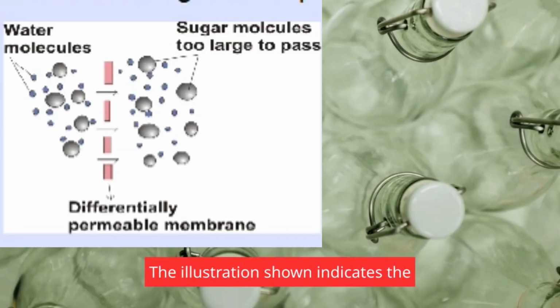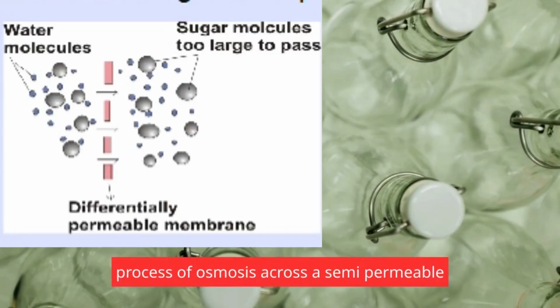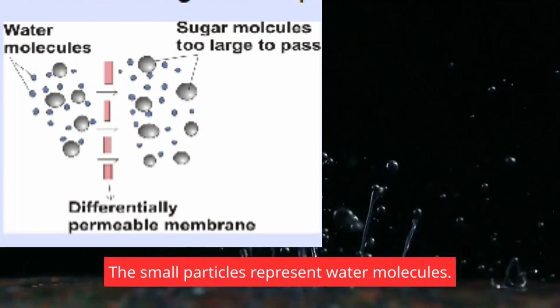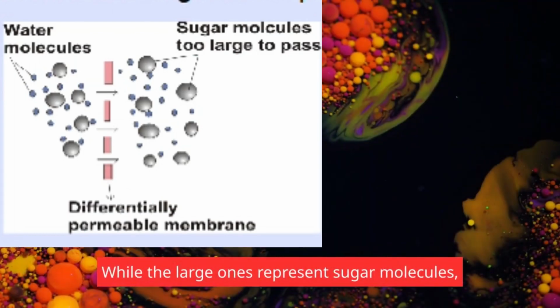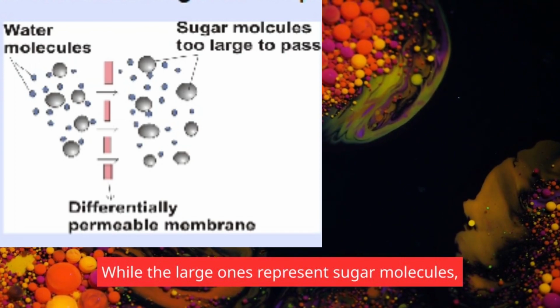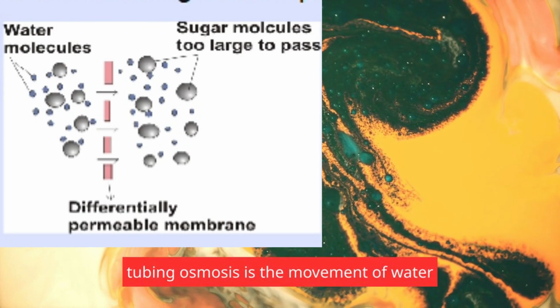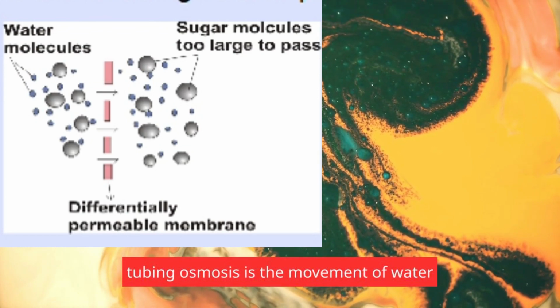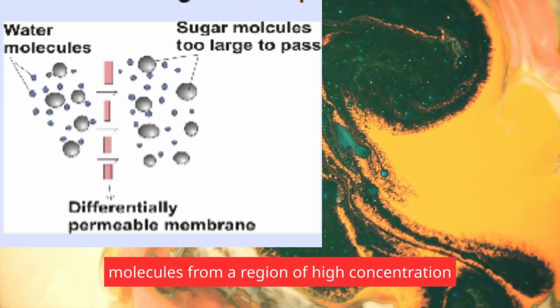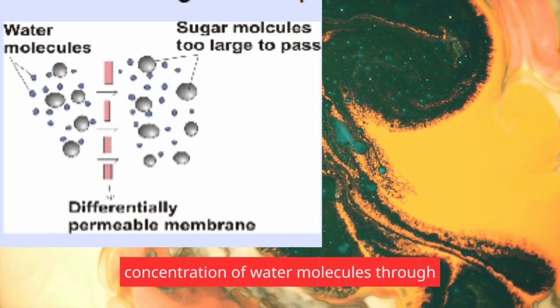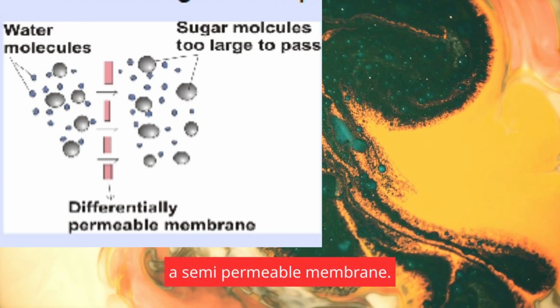The illustration shown indicates the process of osmosis across a semi-permeable membrane. The small particles represent water molecules, while the large ones represent sugar molecules. The semi-permeable membrane is a Visking tubing. Osmosis is the movement of water molecules from a region of high concentration of water molecules to a region of low concentration of water molecules through a semi-permeable membrane.